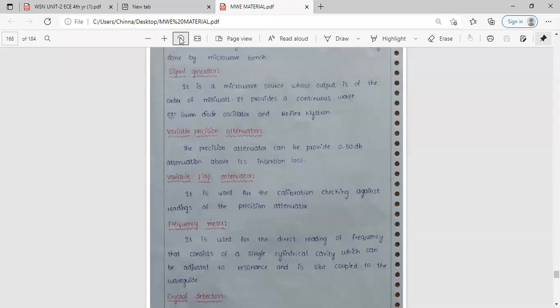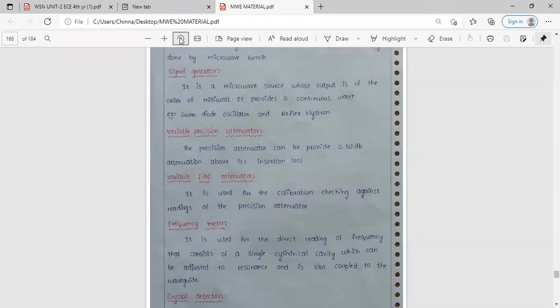Signal generator means microwave source only. We already discussed in the third unit the reflex klystron oscillator and magnetron, TWT. These are the microwave sources, O-type tubes and M-type tubes, which come under the signal generators. It is a microwave source whose output is of the order of milliwatts. It provides a continuous wave. The best examples of microwave sources are the Gunn diode oscillator and the reflex klystron.